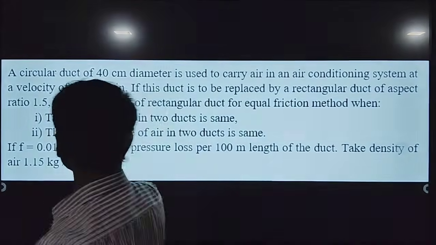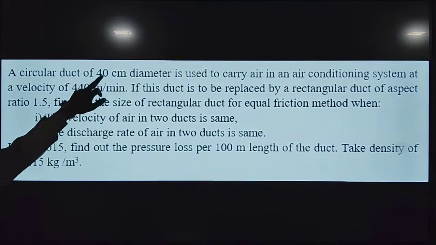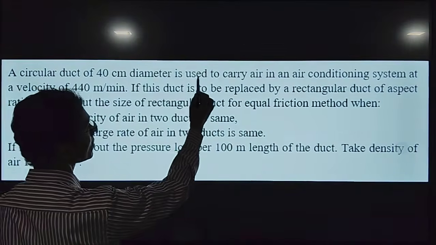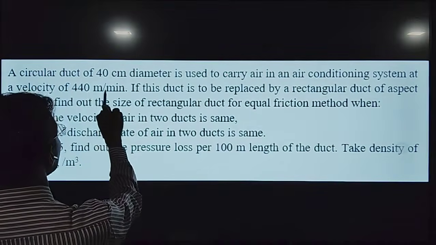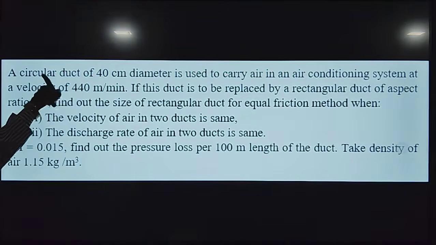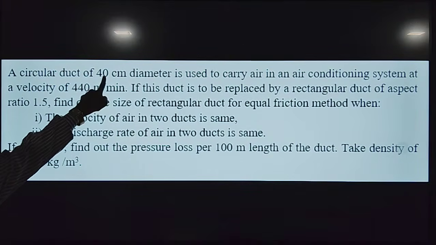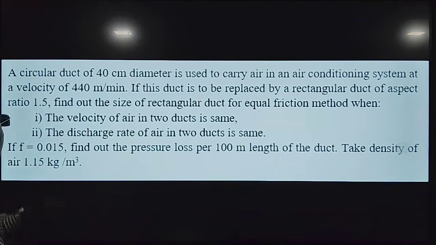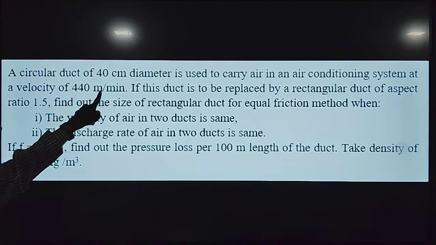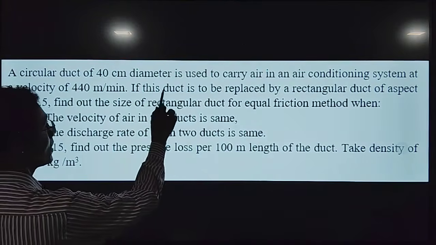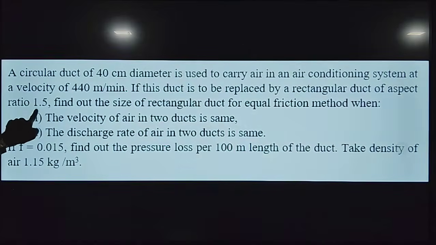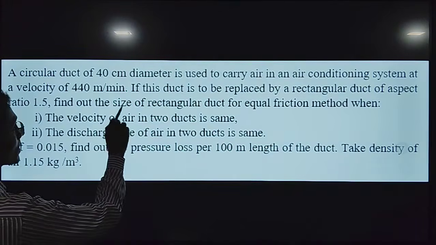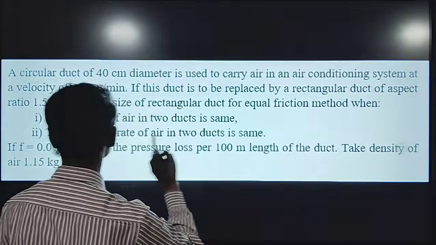In this statement, a circular duct of 40 centimeter diameter is used to carry air in an air conditioning system at a velocity of 440 meter per minute. Here, the diameter of the circular duct is given in centimeter and the velocity of air is given in meter per minute. If this duct is to be replaced by a rectangular duct of aspect ratio 1.5, find out the size of the rectangular duct for equal friction method when.